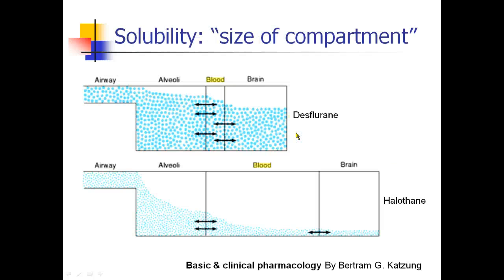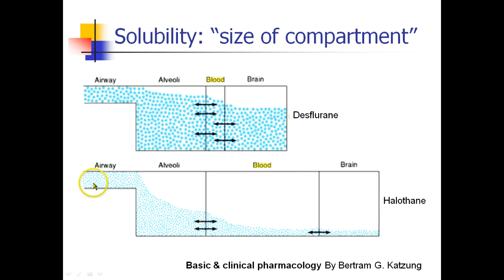I found this in a textbook online, and I reproduced it for you here. This is just another way of thinking about things. Let's look at desflurane versus halothane. So in desflurane, we're pouring little molecules of desflurane into the lungs, and they go into the blood, and the blood becomes saturated very quickly. Desflurane is not very soluble. And then onto the brain. And the brain becomes saturated very quickly because desflurane is not very soluble.